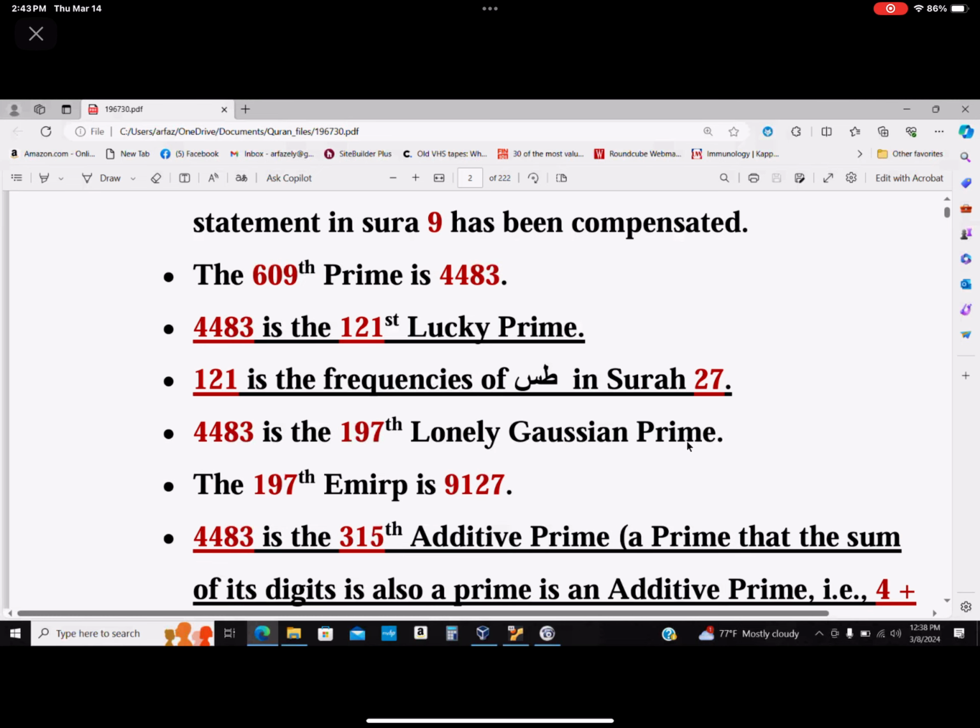4483 happens to be the 197th lonely Gaussian prime, and the 197th Emirp is 127. Chapter 9 doesn't have Bismillah, chapter 27 has 2 Bismillahs, and both of them are saying that chapter 9 has 127 verses.